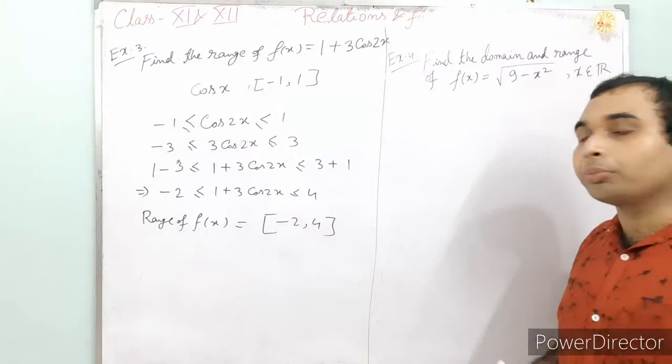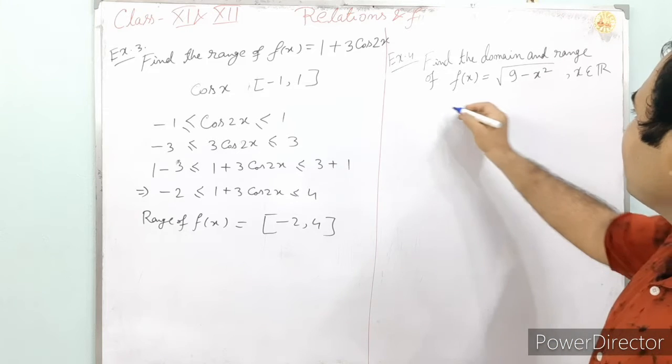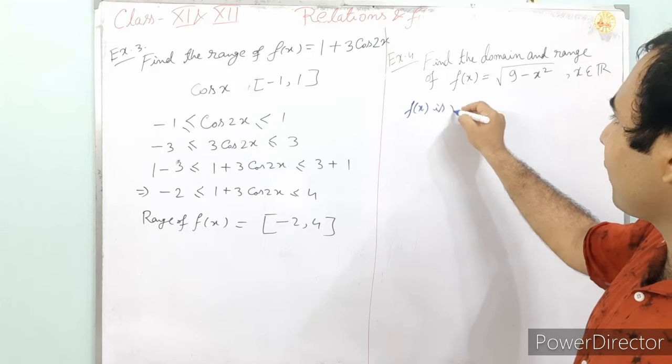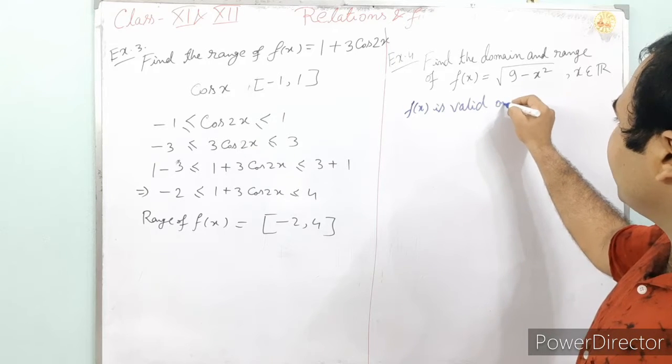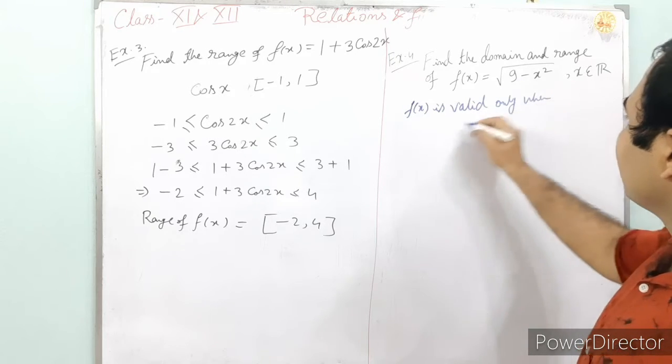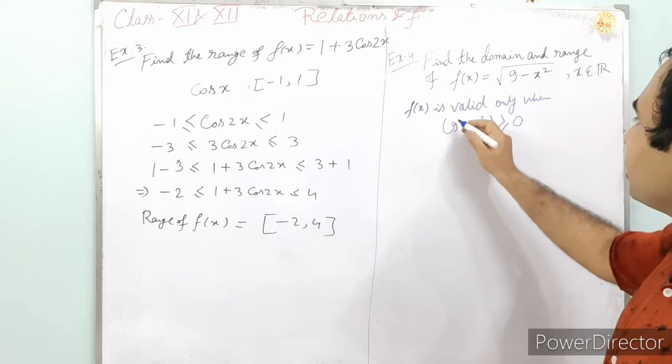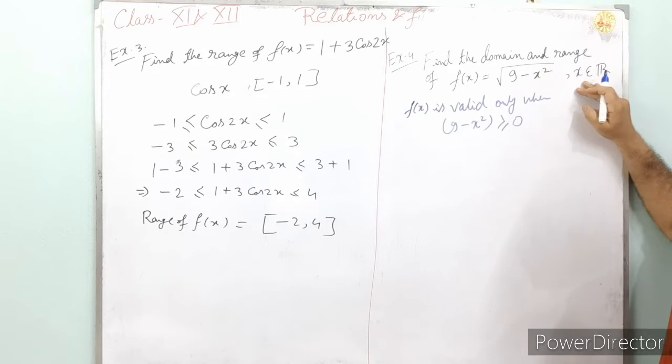So we have to find the domain. For finding the domain, we know this function f(x) is valid only when 9 minus x square is greater than or equal to 0, because it is a real function.